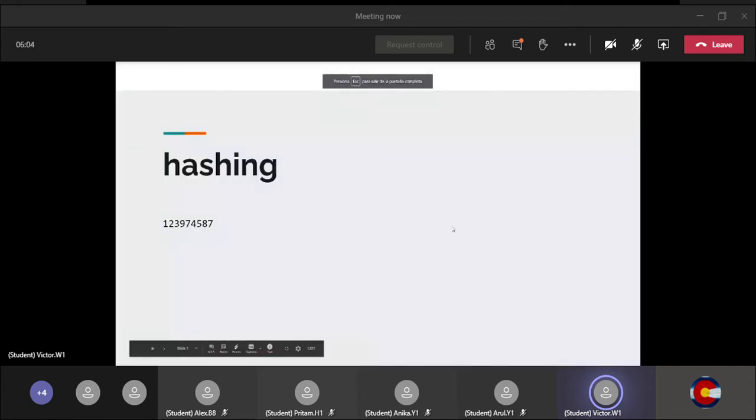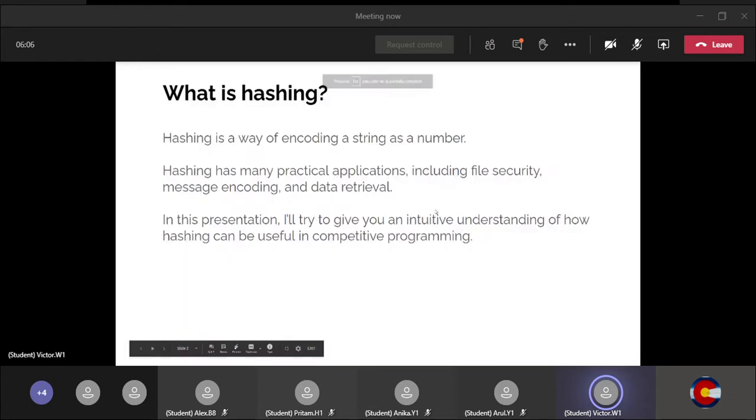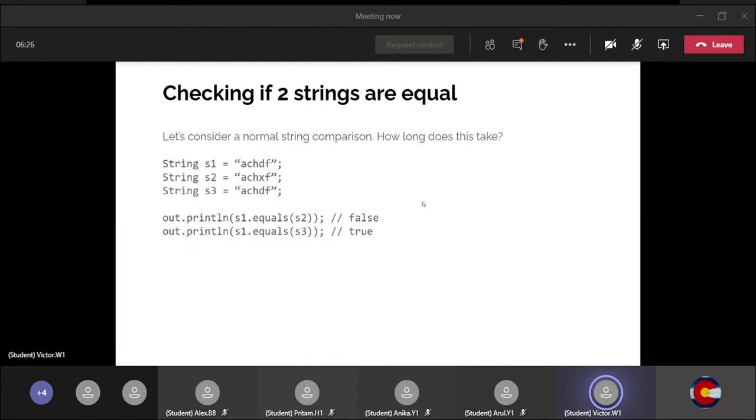We'll start with what is hashing. Hashing is a way of encoding a string as a number. It has some interesting applications in things like file security, message encoding, and data retrieval, but in this presentation I will show you how hashing can be useful in competitive programming.